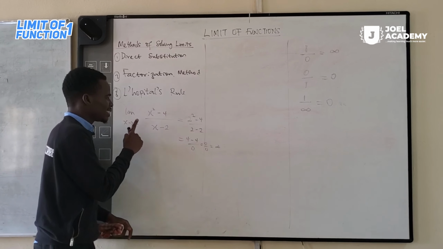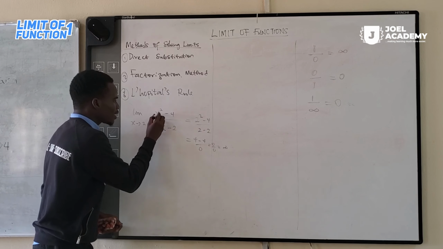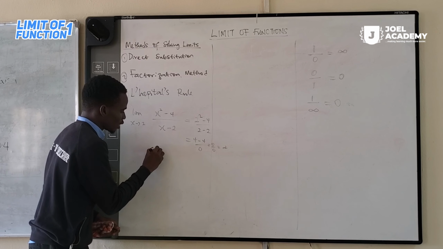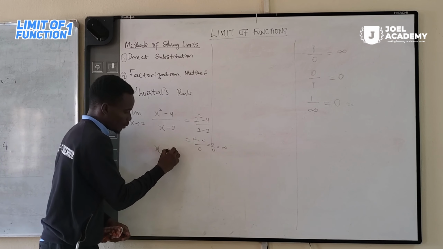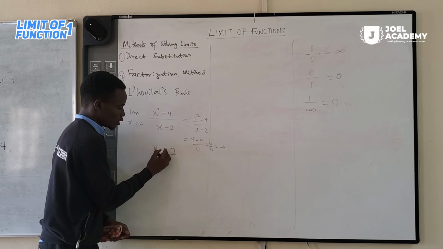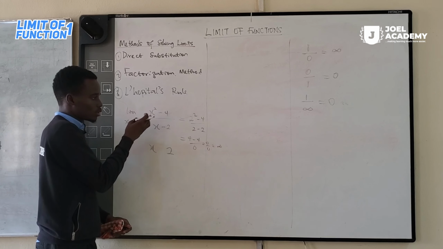Why? Because I can see the difference of two squares. What do I mean by difference of two squares? X squared, how do we get x squared? It is that we have x squared. How do we get 4? It is that we have 2 squared. So there's just a minus, a difference of these two squares.